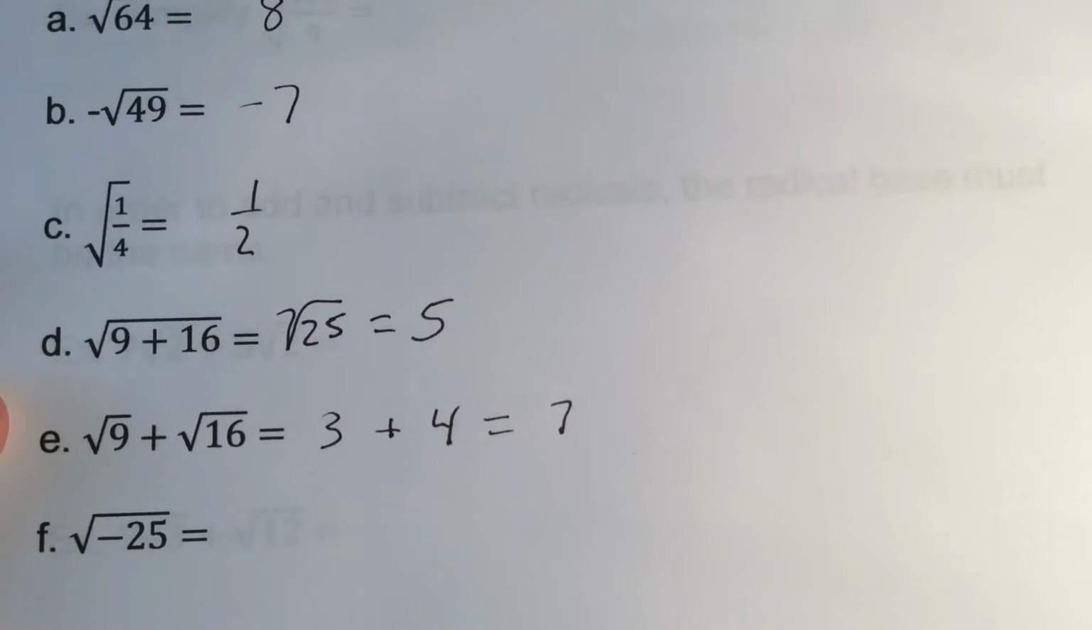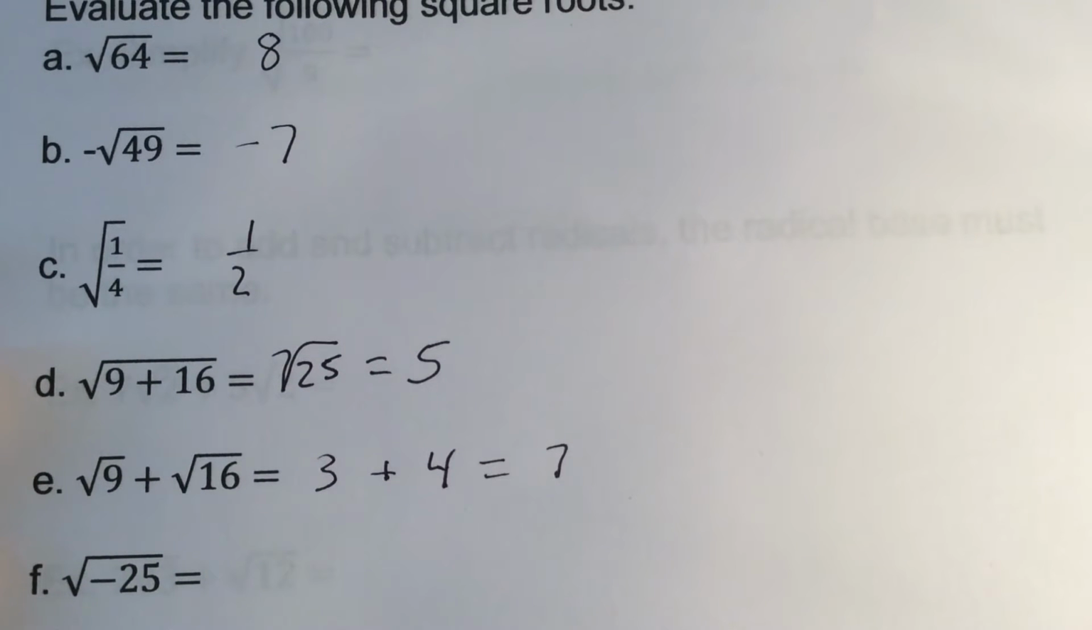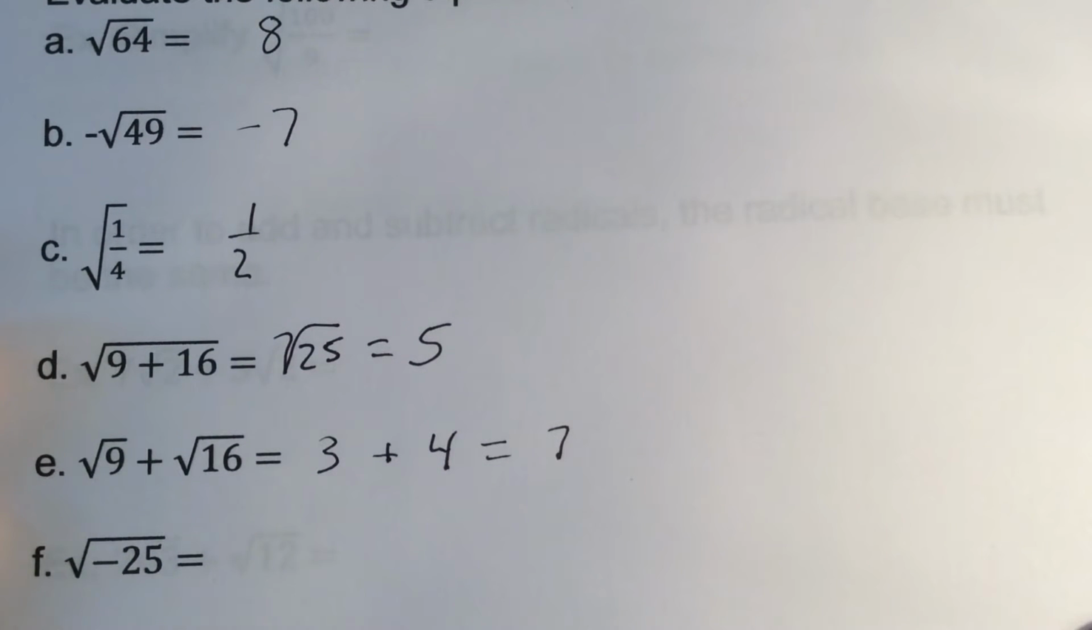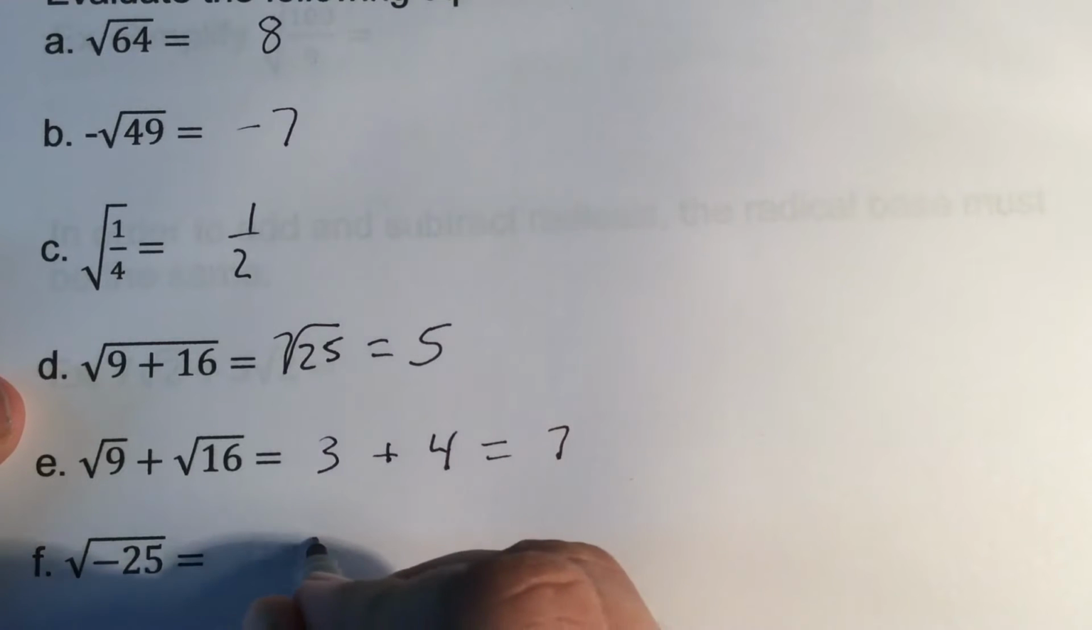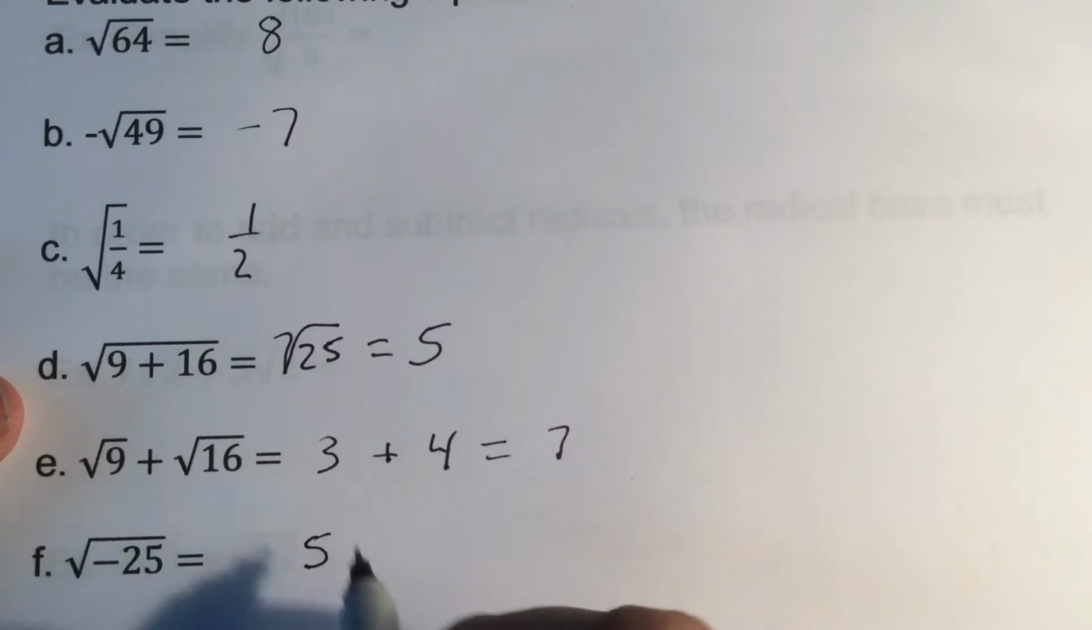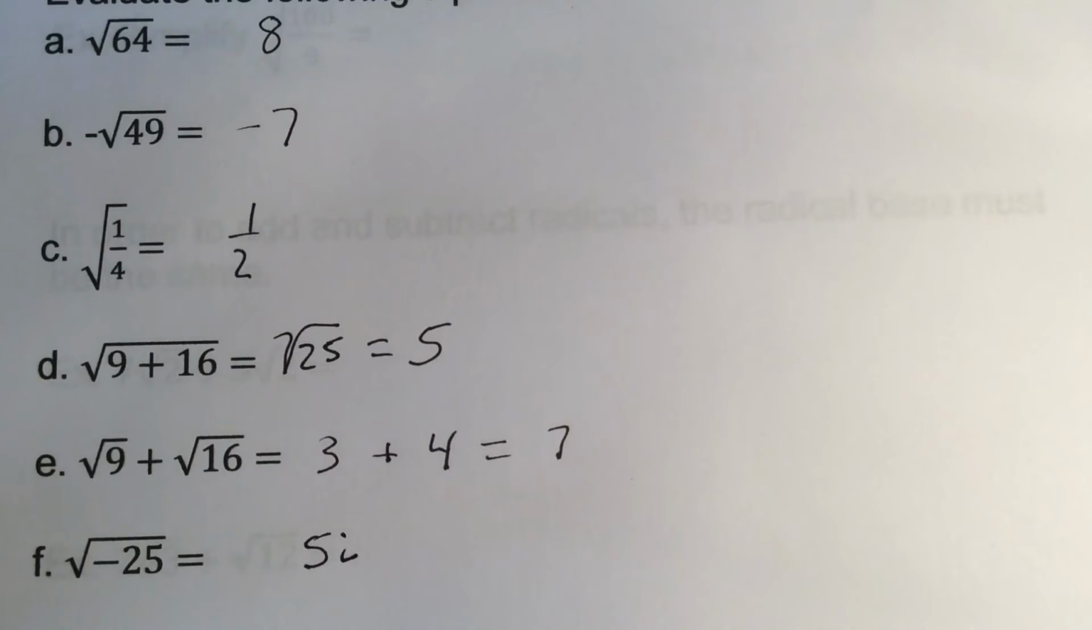Now we have a negative underneath the square root. Well, the square root of 25 would be 5. When we have a negative under here, it goes to i.